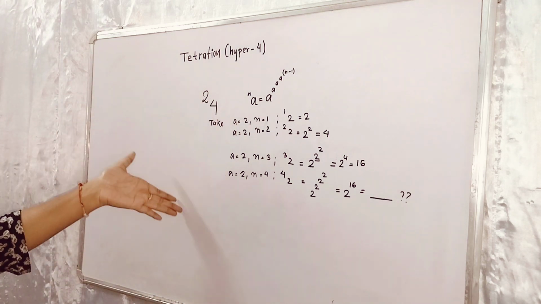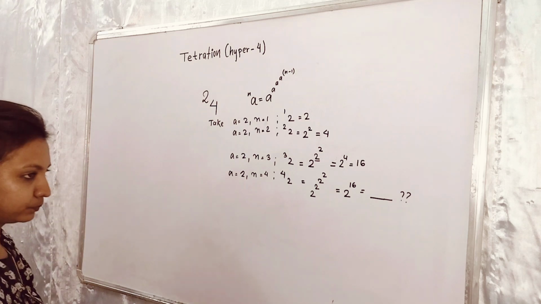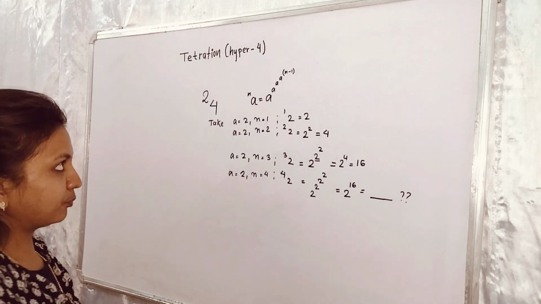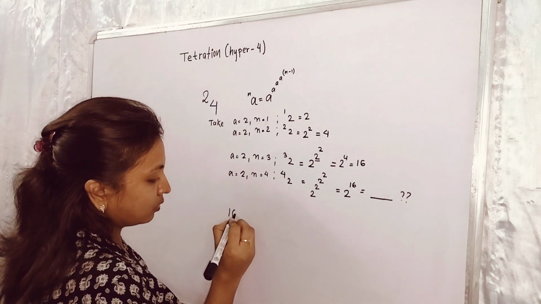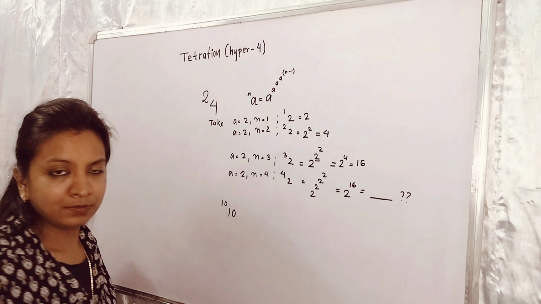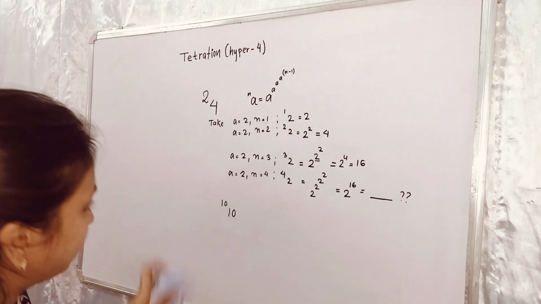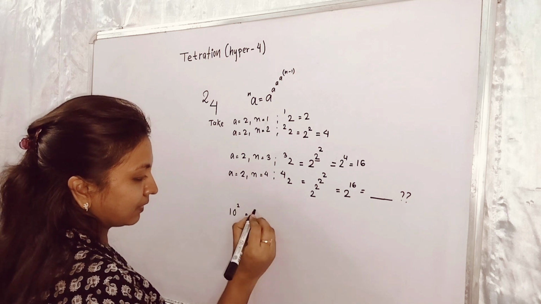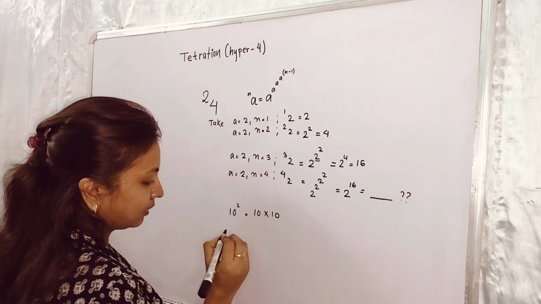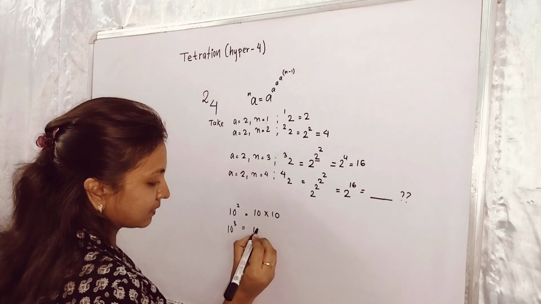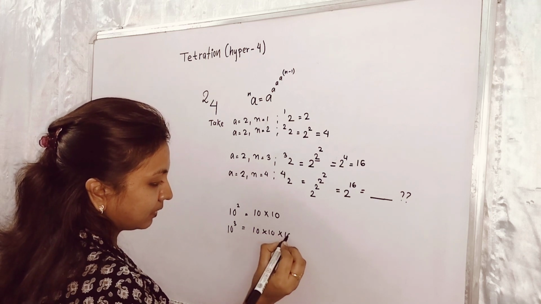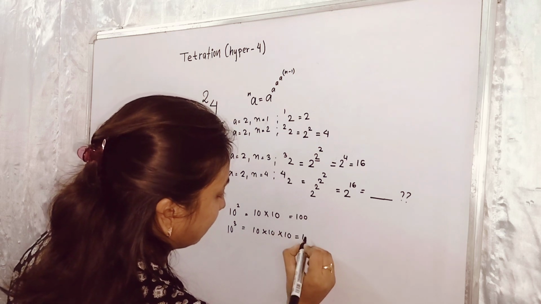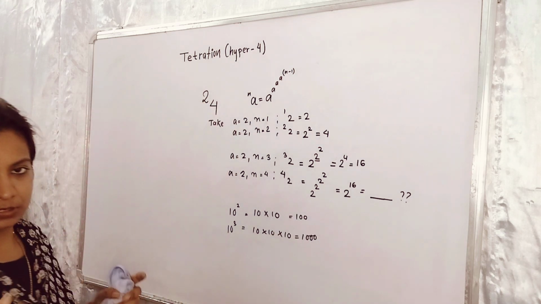So I hope you understood what this means. Now just like I told you, suppose you are told to do this, then that is 10 into 10. If you are told to do this, that is 10 into 10 into 10. Fine. So this won't give a very huge answer. Fine. These are totally manageable.